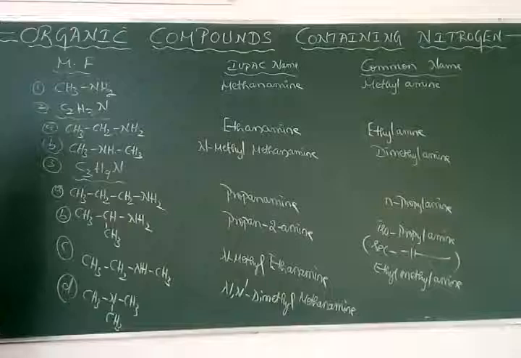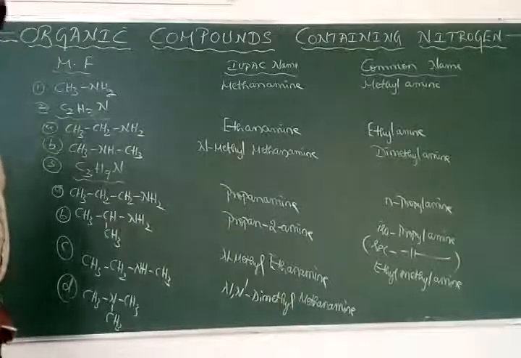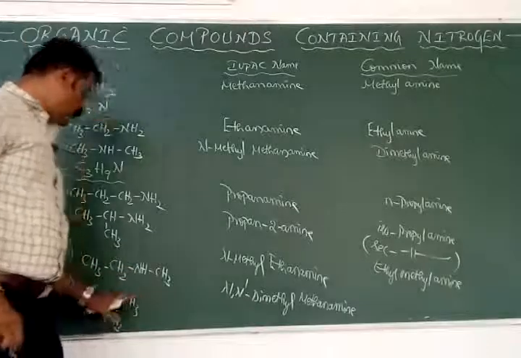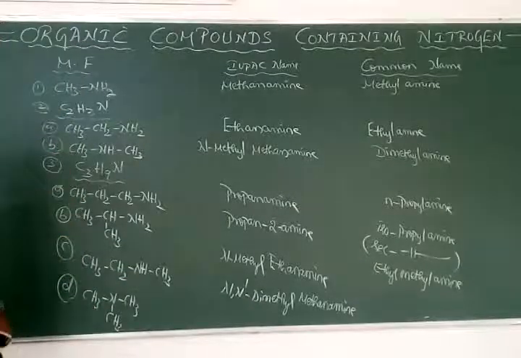As it is an example of a saturated aliphatic tertiary amine, it is named N,N-dialkyl. Instead of alkyl we have methyl. Therefore it is called N,N-dimethylmethanamine.